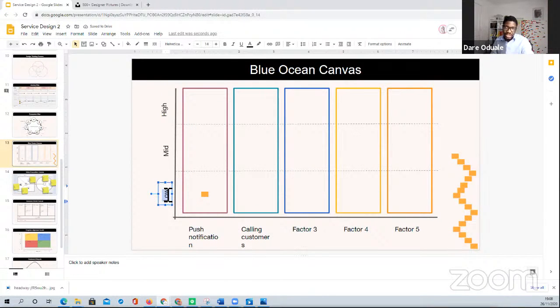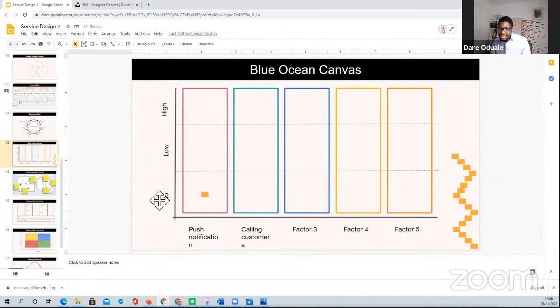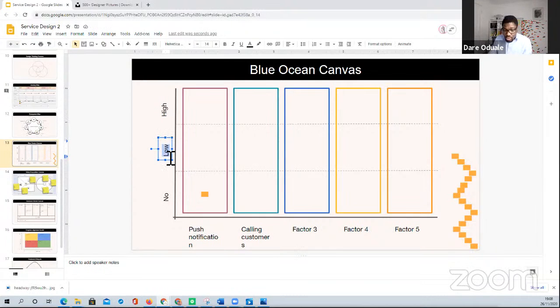So you can rename this. It doesn't have to be low, mid, high. It can be 1, 2, 3. So if they don't have it, you bring that to 0. So you can say no, low, high, for instance, so that if they don't have it at all is no. If they have it but it's not very good, you can capture it as low, and you can decide to call it good. Do you understand? So these things are not cast in stone, and call this excellent, or desirable, or whatever.